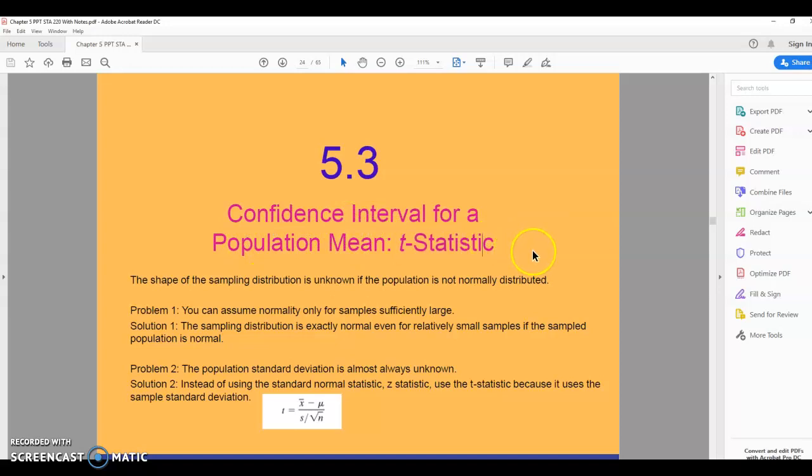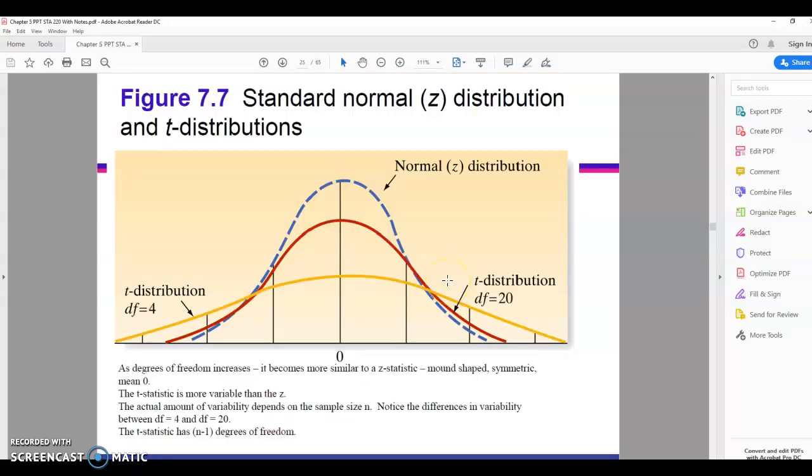Now when we move into 5.3, we move into confidence interval for a population mean with a t-statistic. The big difference between a z-statistic and a t-statistic is usually your sample size. Z-statistics are normally used when you have a sample size 30 or bigger. T-statistic is used for a small sample size less than 30.